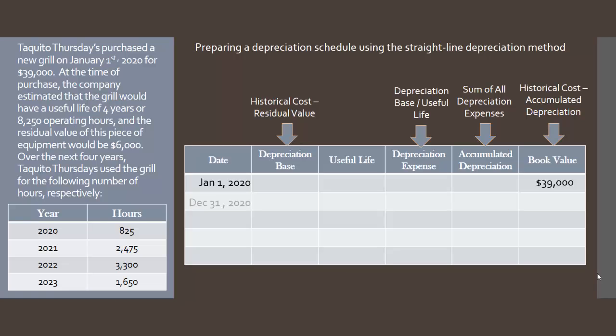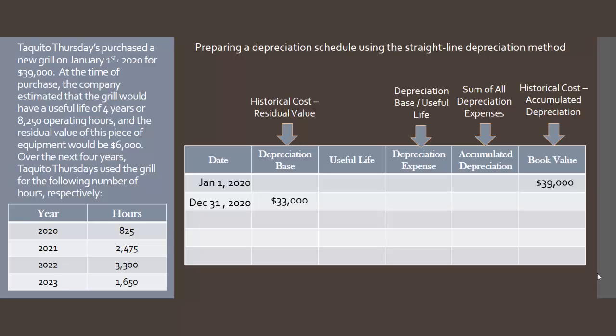At the end of the first period, we're going to have December 31st, 2020. We're going to start with our depreciation base, and that is our historical cost minus our residual value. Our historical cost we know was $39,000, and we're estimating this grill is going to be worth $6,000 at the end of its life. So $39,000 minus $6,000 gives you a $33,000 depreciation base on this asset.